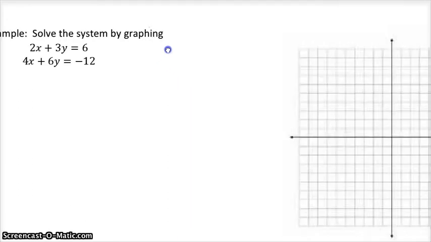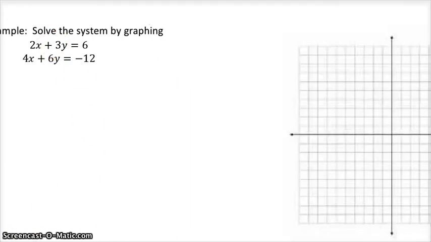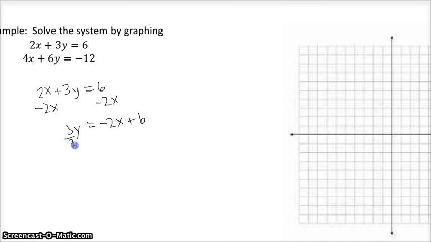So again, looking at this again, we want to solve for y. What I want to do is solve for the first one for y. So I'm going to take 2x plus 3y equals 6. I'm going to solve for y. The first thing I need to do is subtract 2x. So I have 3y equals negative 2x plus 6. I'm going to divide by 3. That means I got to divide everything by 3. So I get y equals negative 2/3 x plus 2.